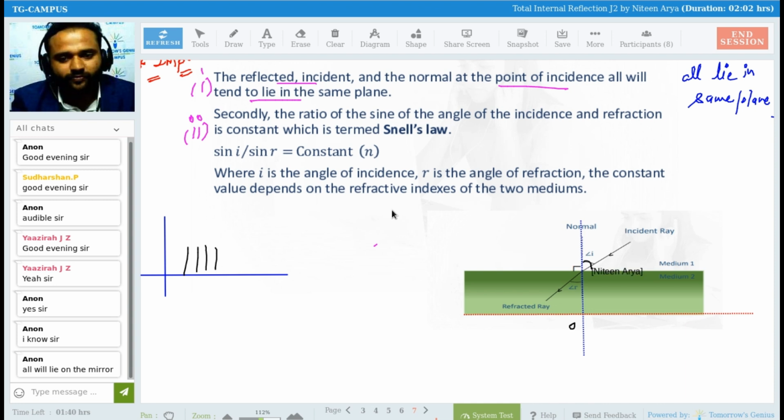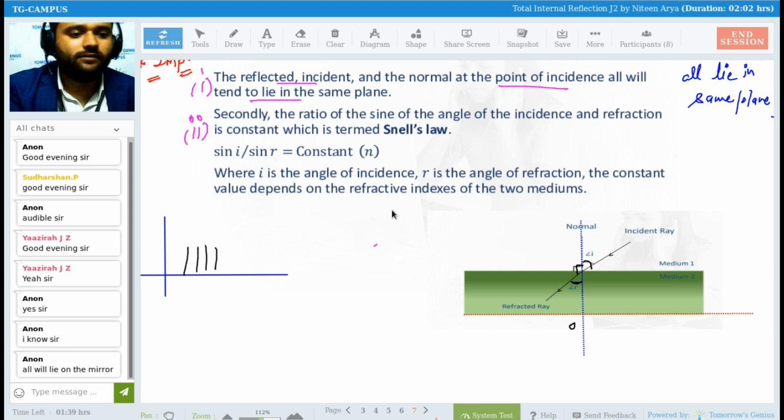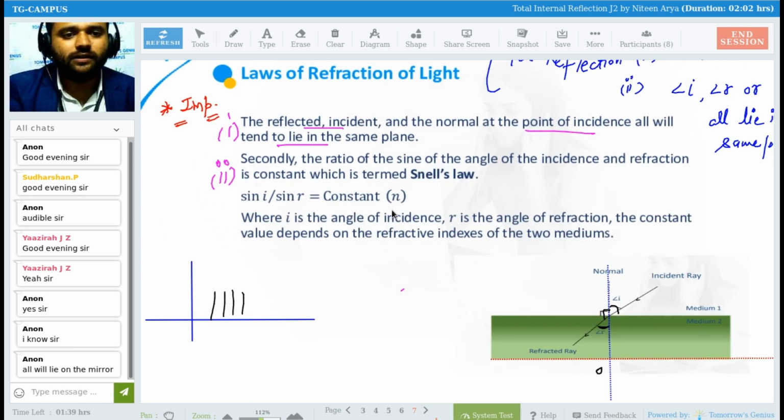So the angle of incidence, angle of reflection or refraction, and this perpendicular all lie in the same plane, isn't it? The region covered by two axes, that is a plane. Clear everyone? So that is the meaning of this. Is this clear everyone? Clear the first law? Okay.